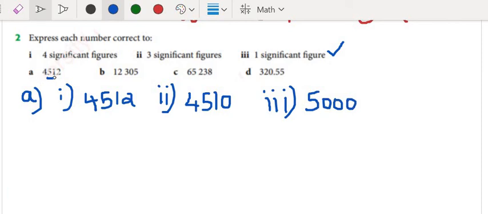That is, we have added 1 to 4, so 4 plus 1 is 5, and the remaining numbers are made 0 because the question is just for one significant figure.